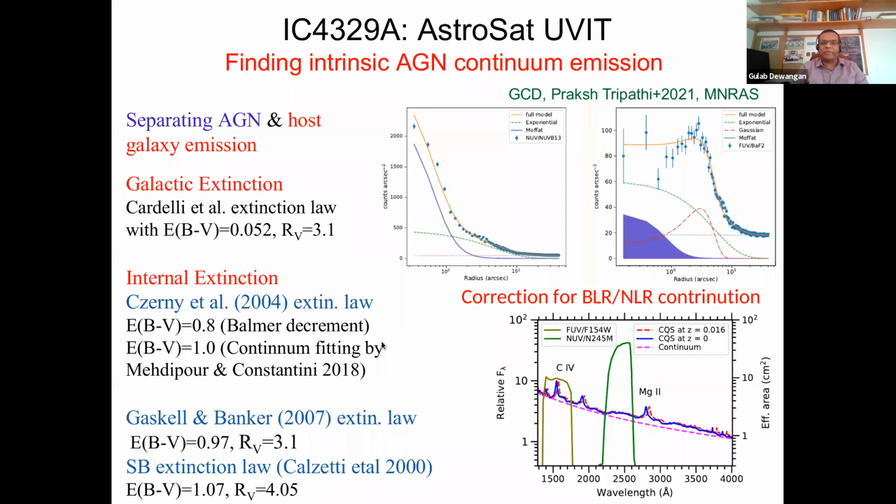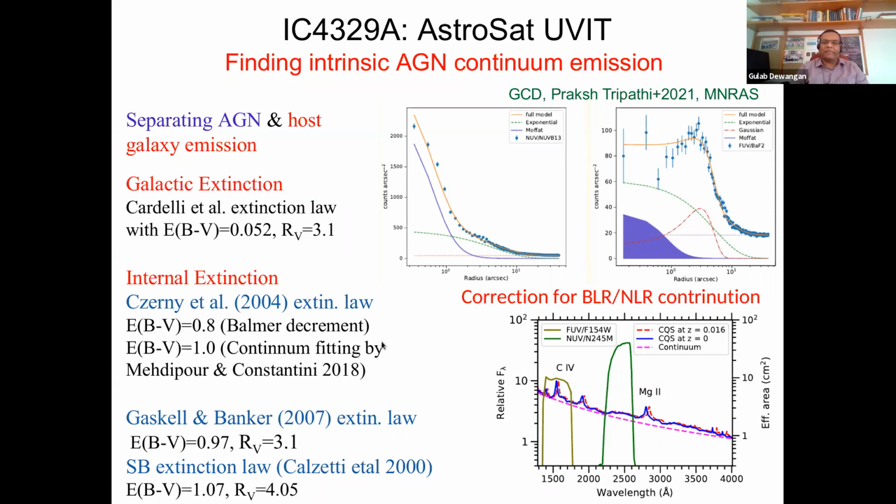First of all, we separate the host galaxy emission and the AGN emission by studying the radial profile and modeling it in terms of a point source due to the AGN, and the galaxy emission in terms of an exponential profile. When we do this, we find that we do not really detect strong far ultraviolet emission, only near ultraviolet emission. The absence of far ultraviolet emission is due to obscuration, and this is an intermediate Seyfert galaxy, so there is intrinsic obscuration here.